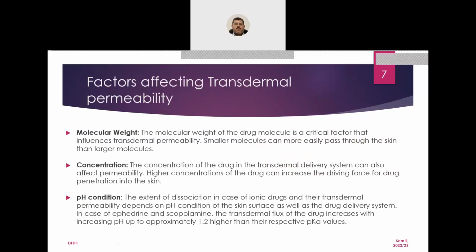So what are those physicochemical properties and other conditions that will affect transdermal permeability? Number one is the molecular weight of the drug. Usually drugs with low molecular weight, not more than about 400 Dalton, 500 at maximum, are ideal for transdermal drug delivery. Molecular weight is a critical factor influencing transdermal permeability. Smaller molecules can pass through the skin more easily than larger molecules, so a good candidate is a drug with low molecular weight.